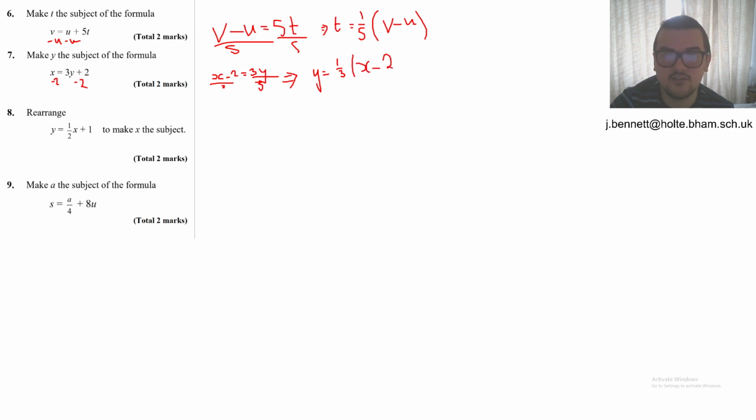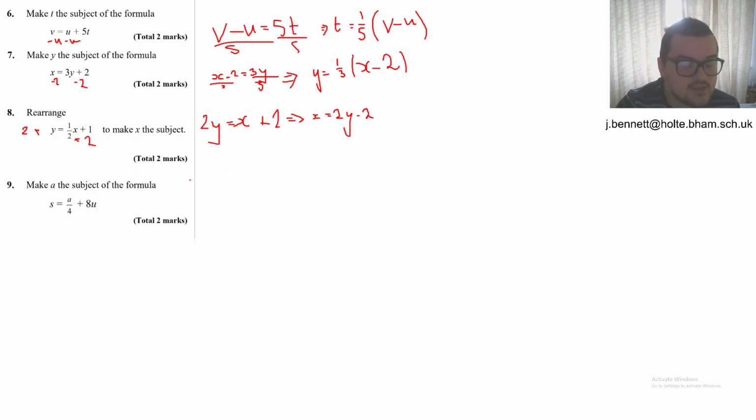Right, this time, this is a bit trickier. We're looking to make x the subject, but x has a coefficient of a half. So what we're going to do, we're going to just double everything. We're going to times both sides by 2. 2 times y is 2y. 2 times a half is x. 2 times 1 is 2. Now, we're just going to subtract 2 from both sides. So x equals 2y minus 2. That is our answer.